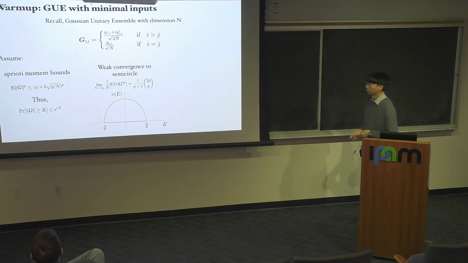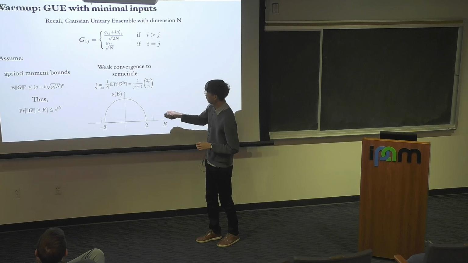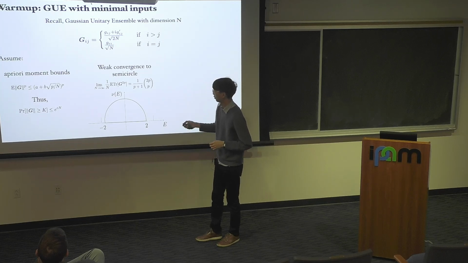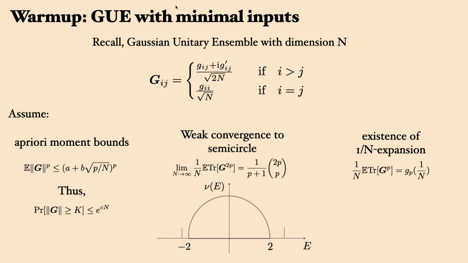And then second, you're given that someone told you that when n is infinite, it converges to something nice. Okay. And also, you're aware that there's the existence of a somewhat mysterious 1 over n expansion. Okay, so you don't exactly know what this polynomial is, but it can be organized into some low-degree polynomial in 1 over n.